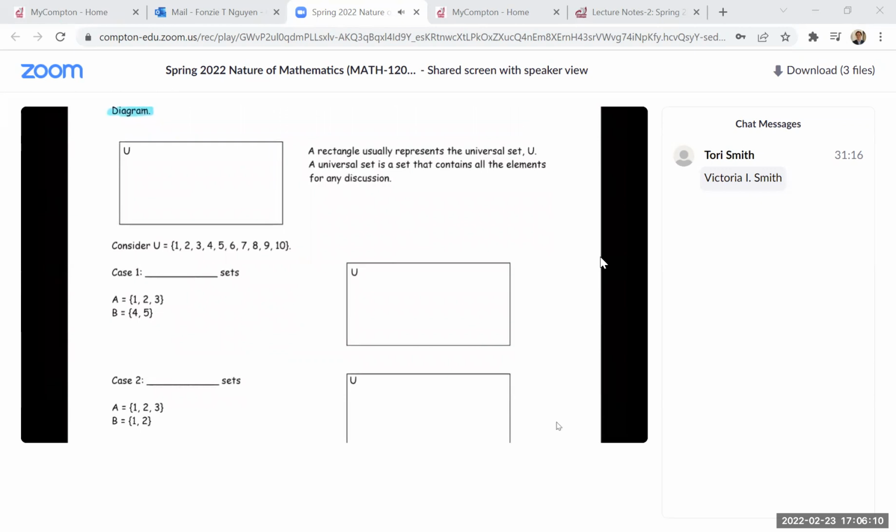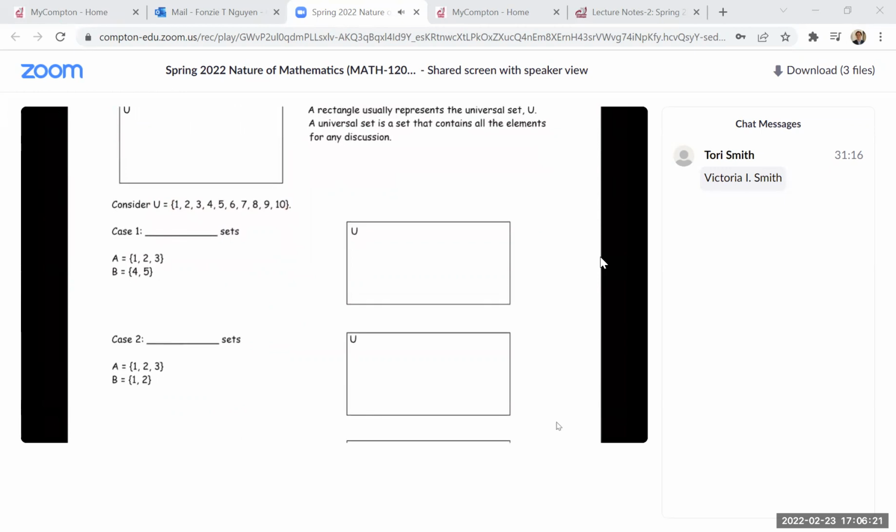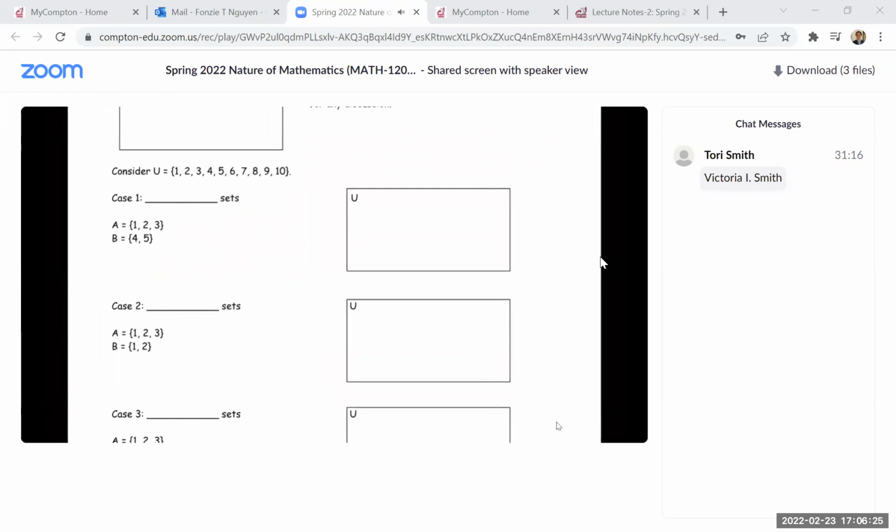Consider U. U is everything. U is a universal set, so this is all the elements in the rectangle. Case 1: you have A and B. So we have to draw that. Let's draw the 2 sets. Here's A. Here's B. You should label them A and B.